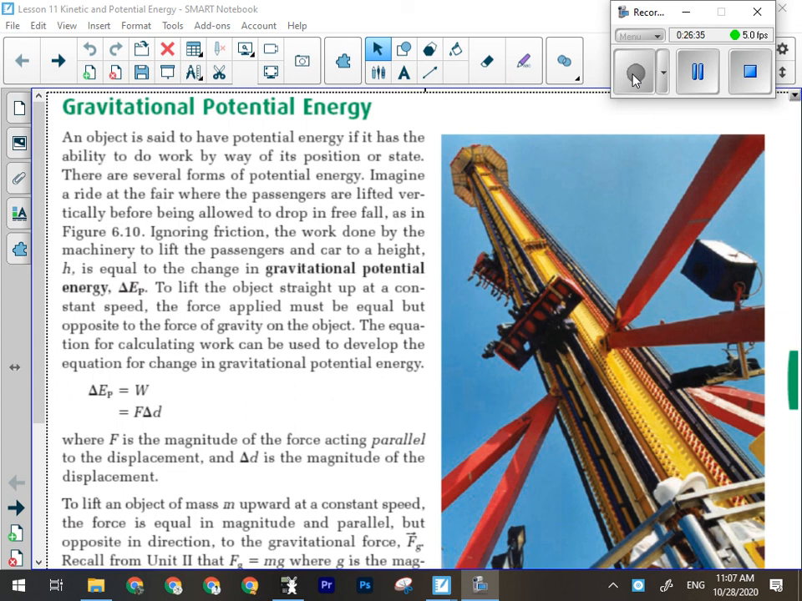All right, so gravitational potential energy. You have it because of what?